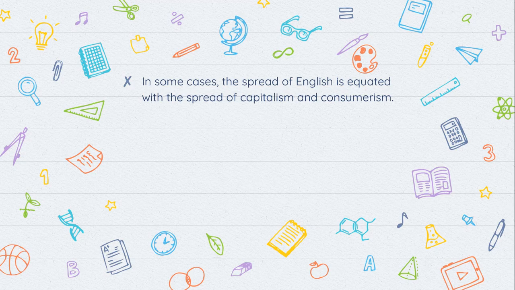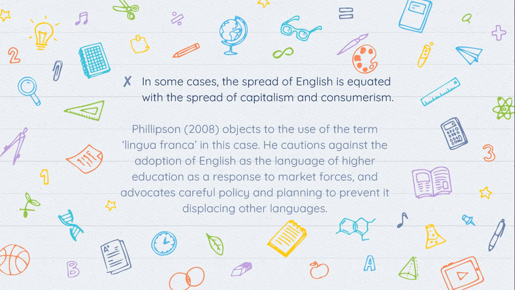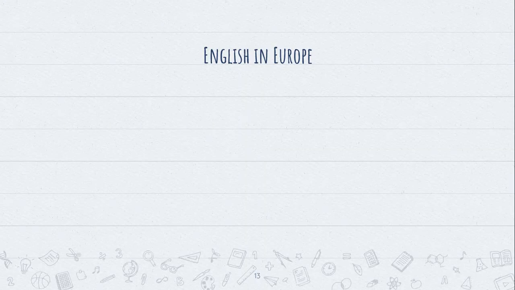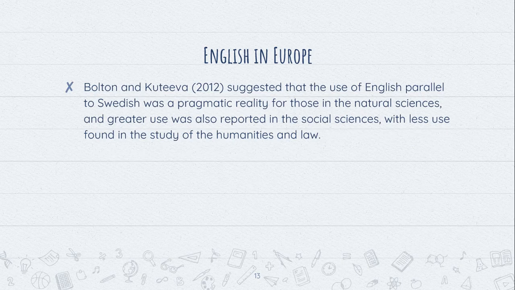In some cases, the spread of English is equated with the spread of capitalism and consumerism. Phillipson 2008 objected to the use of the term lingua franca in this case. He cautioned against the adoption of English as the language of higher education as a response to market forces, and advocates careful policy and planning to prevent it displacing other languages. Still on English in Europe, Bolton and Kuteeva 2012 suggested that the use of English parallel to Swedish was a pragmatic reality for those in the natural sciences, and greater use was also reported in the social sciences, with less use found in the study of humanities and law.